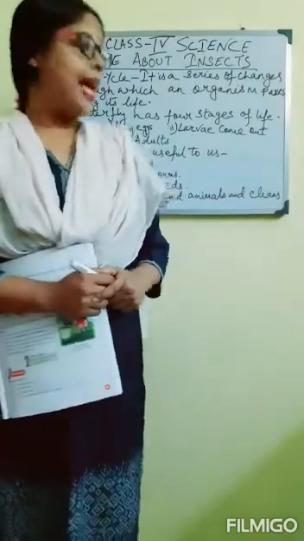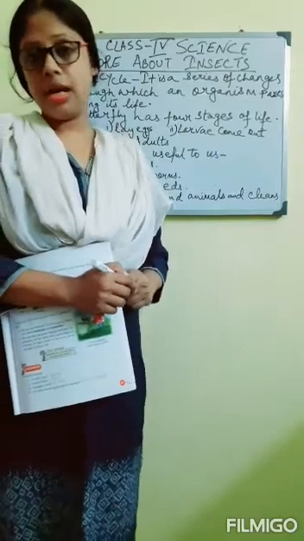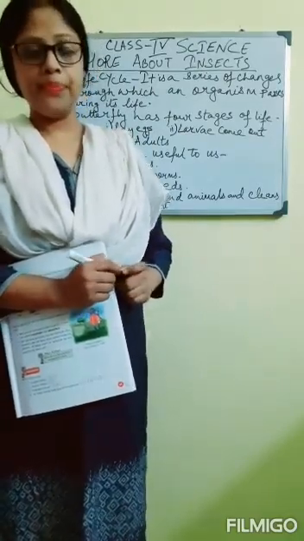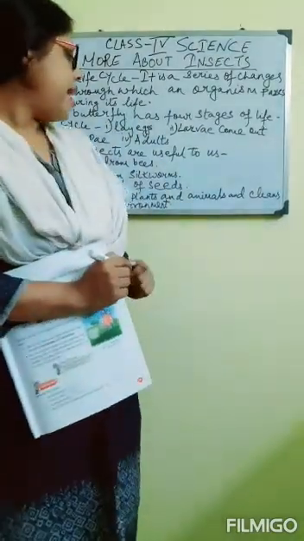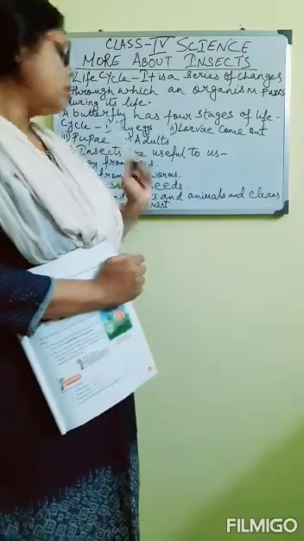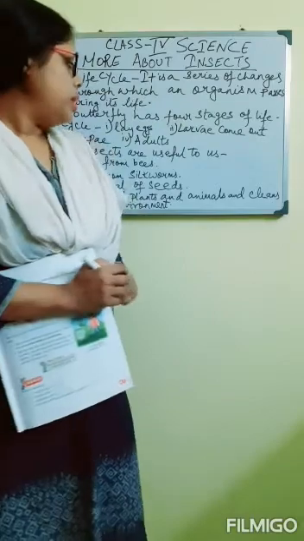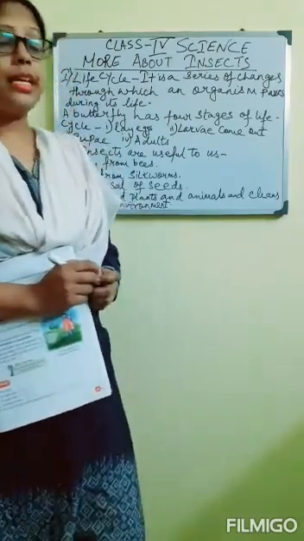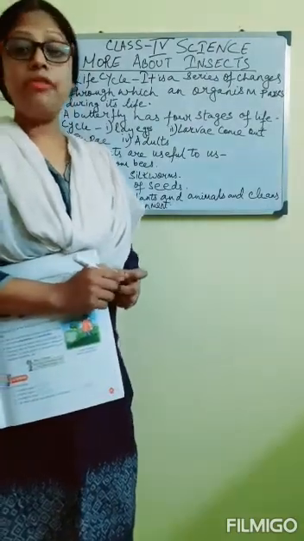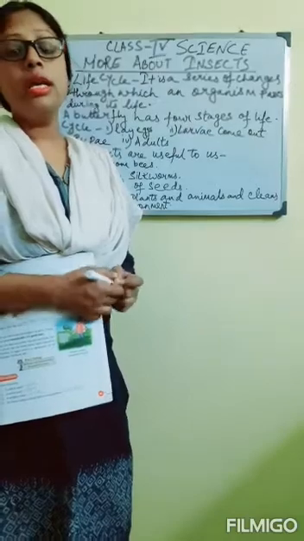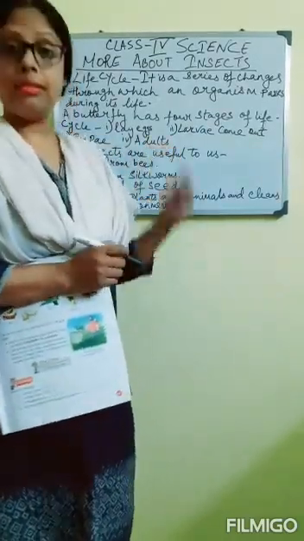After the larva stage, the caterpillar spins a cocoon around itself, and this stage is called the pupa stage. The next stage, the last stage, is when the caterpillars come out from the cocoon and they become adults.